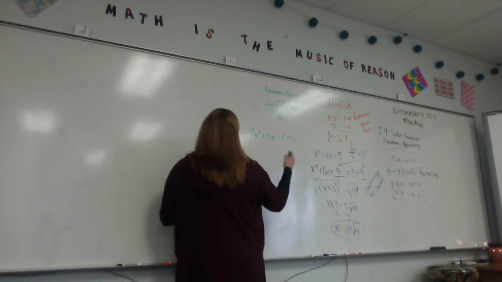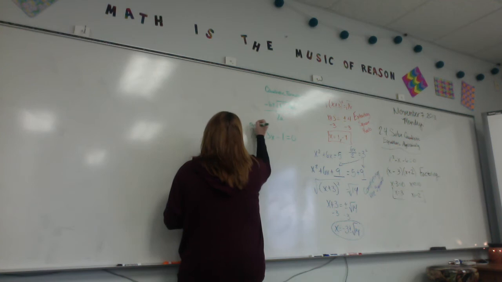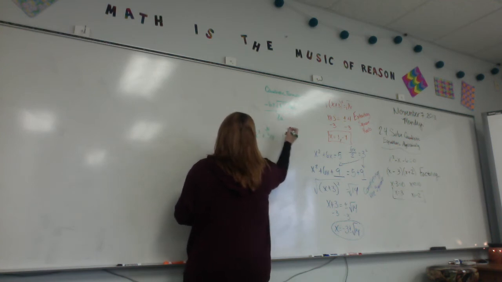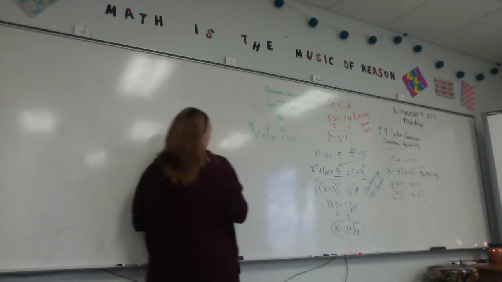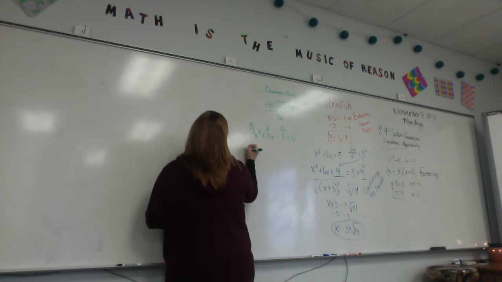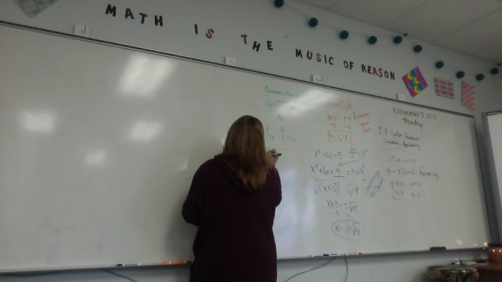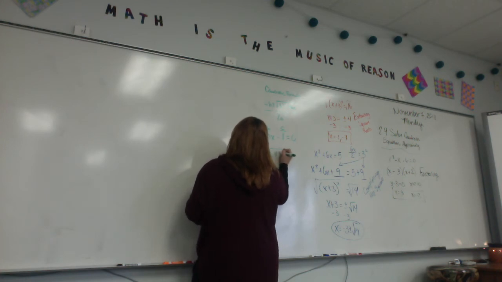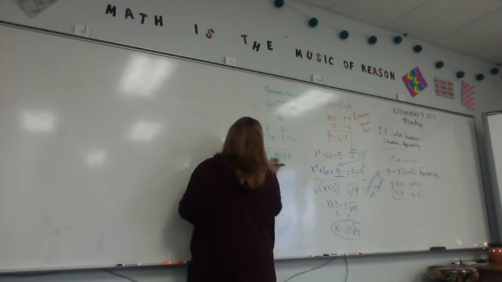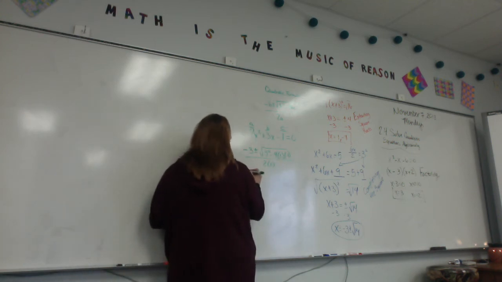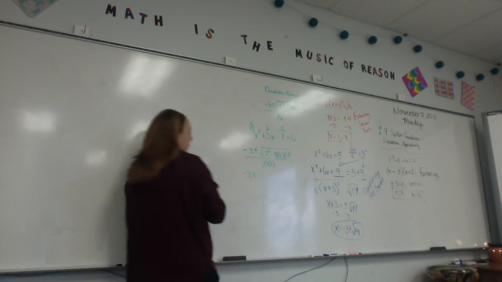So if I set this up, this is your a, this is your b, this is your c. So I take the opposite of b, so negative 3, plus or minus the square root of 3 squared minus 4 times 2 times negative 1, all over 2 times 2.